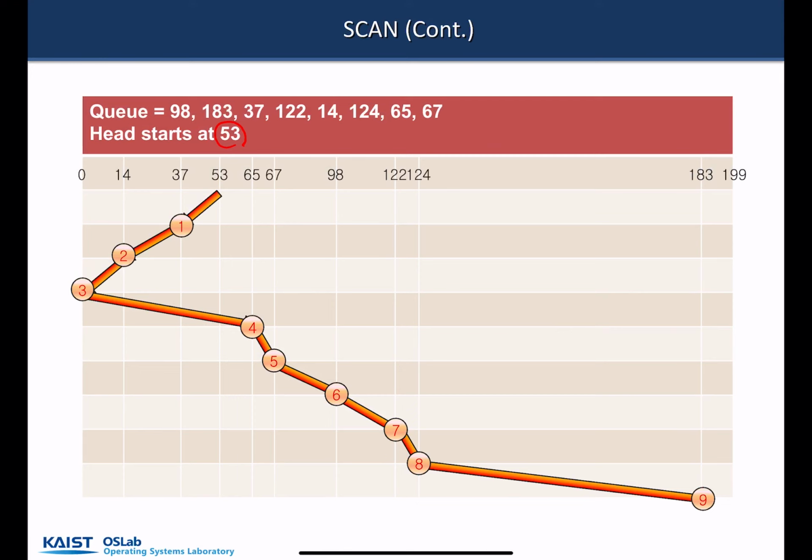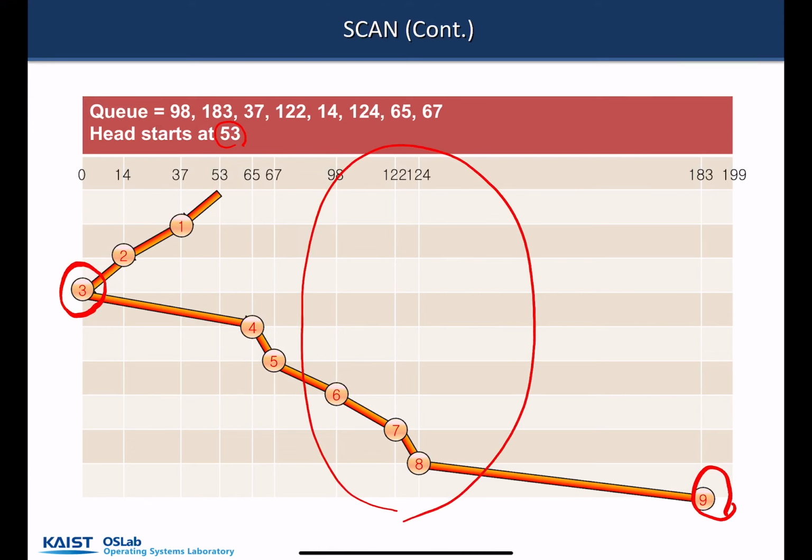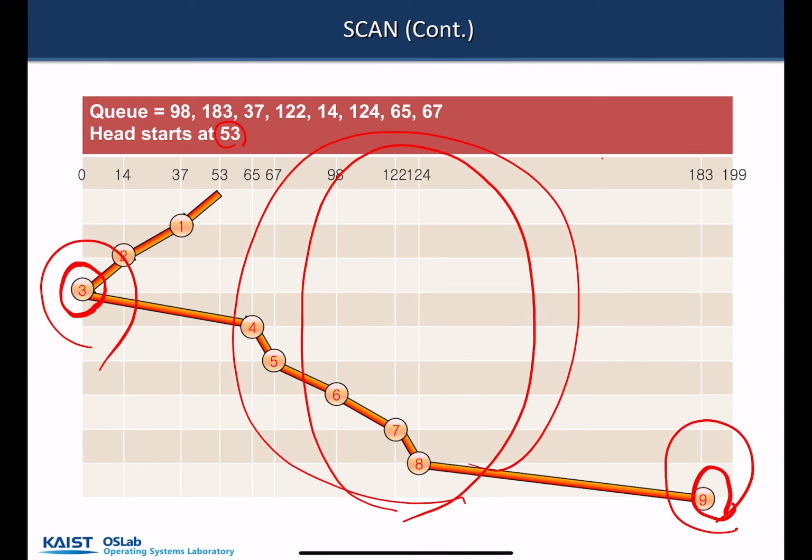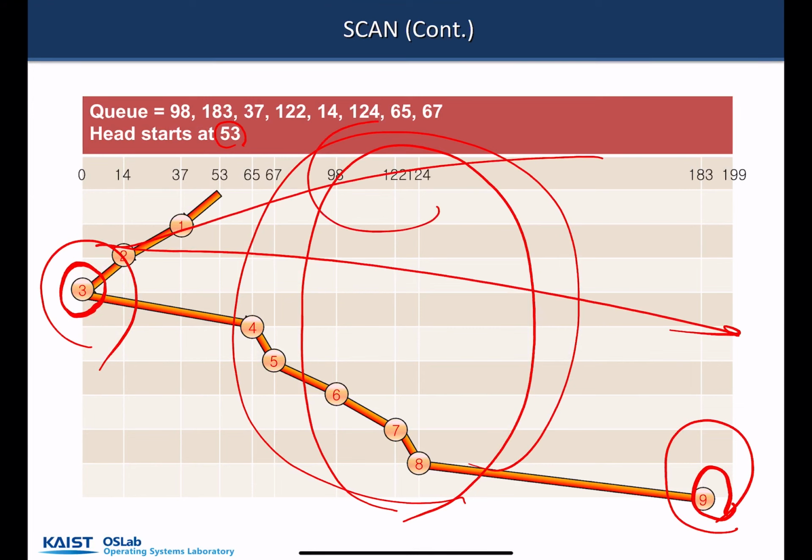The problem of the scan algorithm is that requests on the innermost and outermost cylinders will not have the same chance as the cylinders in the middle part, because in the innermost and outermost tracks there is only one chance of getting serviced, but requests in the middle part of the tracks are serviced in this direction as well as in this direction, so they have a double chance of getting serviced.